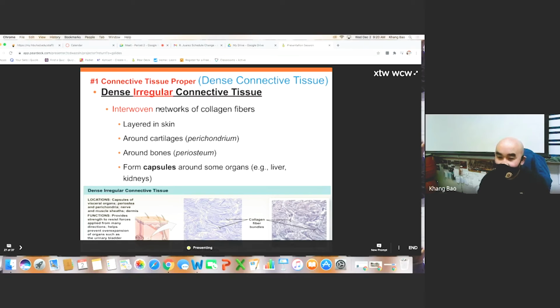Irregular are more interwoven. They are not in a pattern like this. They are kind of like one going this way, one going the other way. And they are more around your bone and cartilage, all right? So that's the difference between dense regular and irregular. And again, they are still part of your connective tissue proper.